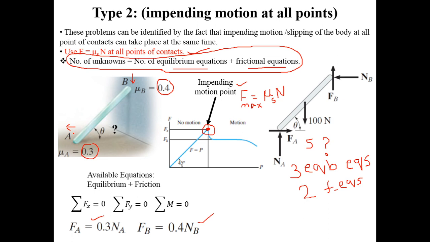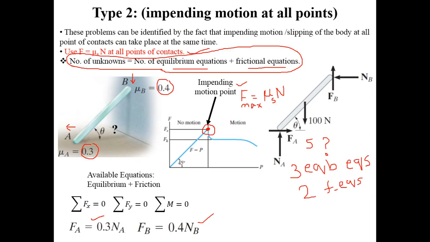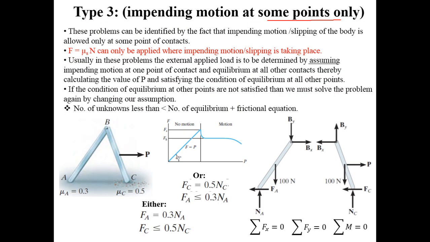Now we move on to type 3 problems. Type 3 problems are actually impending motion at some points only. This is important: some points. If you look at the type 2 problem, it says impending motion at all points, so at all points you can apply F equals mu s N simultaneously. In type 3 problems, they are saying that impending motion will only be taking place at some points.